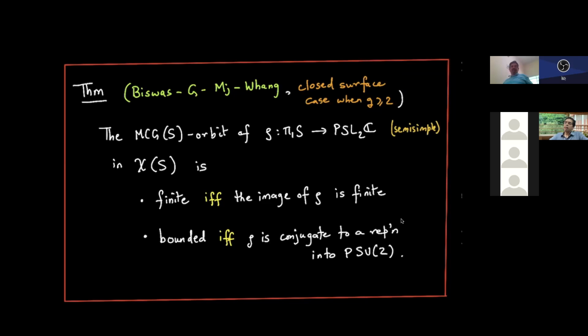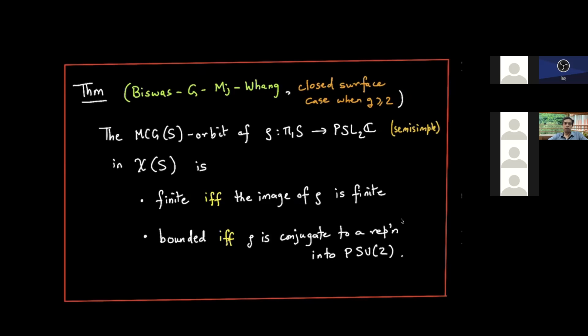But why were you looking at this in the first place? This is a kind of question on the opposite end of Goldman's conjecture, when we were more interested in building dense orbits, but even something like this wasn't known. For example, Lubotsky had a question of whether you can have a faithful representation, which might not be discrete, but which has a finite mapping class group orbit. And that is ruled out by this theorem.